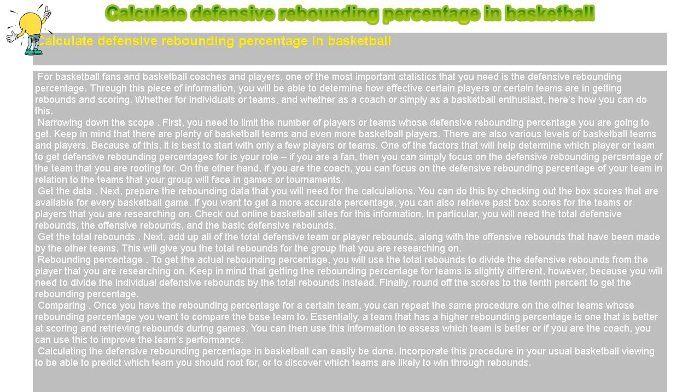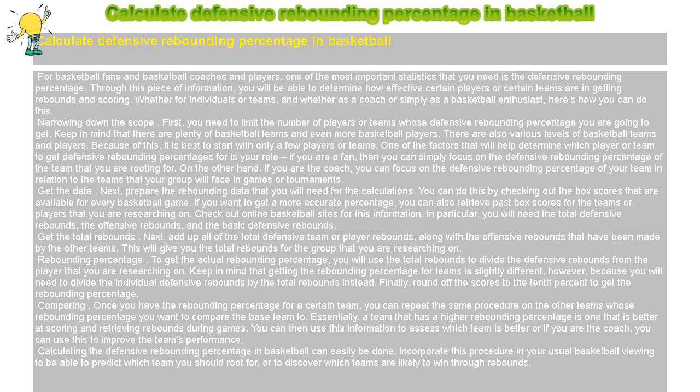One of the factors that will help determine which player or team to get defensive rebounding percentages for is your role. If you are a fan, then you can simply focus on the defensive rebounding percentage of the team that you are rooting for. On the other hand, if you are the coach, you can focus on the defensive rebounding percentage of your team in relation to the teams that your group will face in games or tournaments.